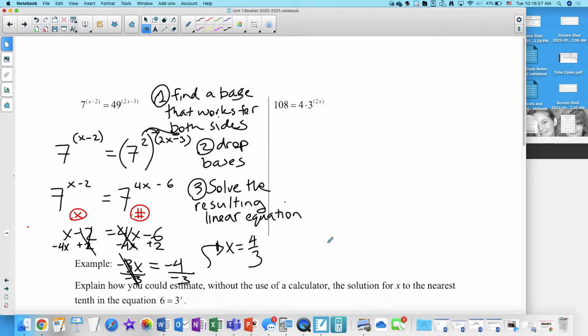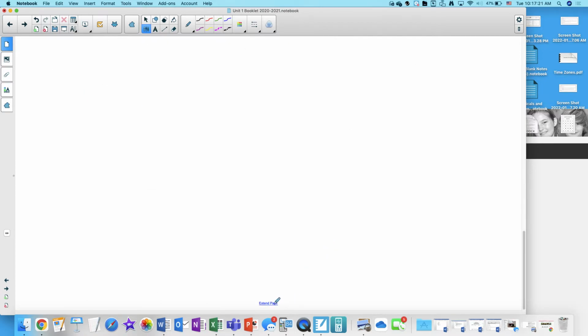Okay, so when you verify, you know what? I'm not going to do it above. I'm going to do it down here. I'll extend this a little bit. When we verify, you want to think of the left side and the right side. This is how I like to set it up. The original equation was 7 to the x minus 2 equals 49 to the 2x minus 3.